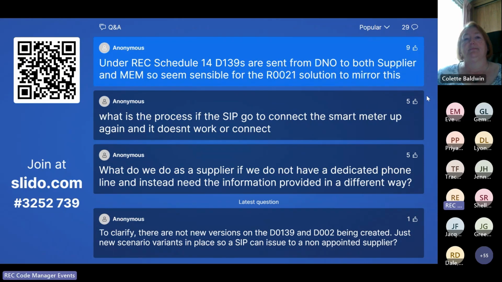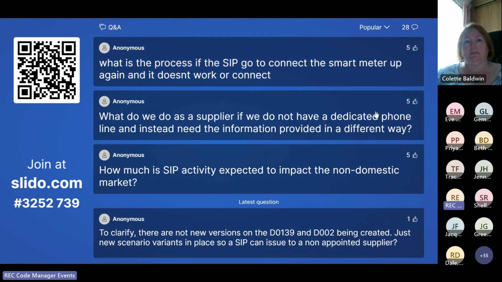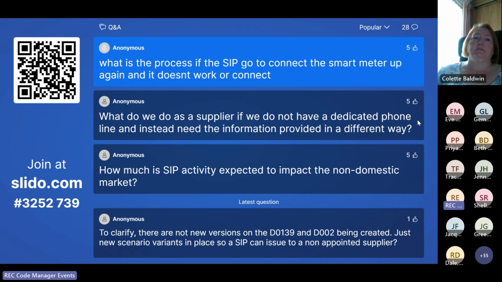So that's why it's not there. Thanks, Colette. The next question on the list: what's the process if the SIP goes to connect the smart meter up again and the meter doesn't work or connect?